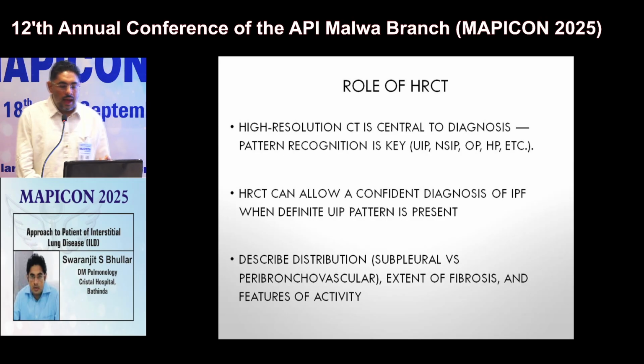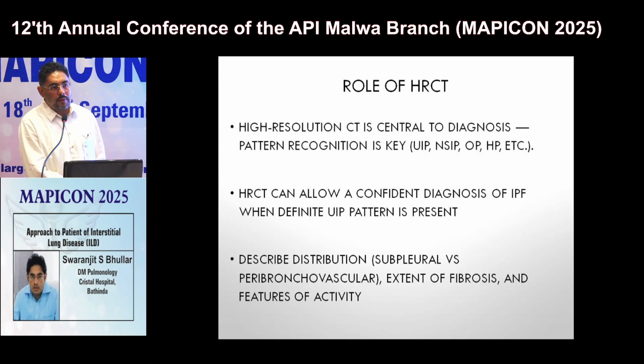So what are the high resolution tests which are pattern recognition? The pattern recognitions are UIP, NSIP, OP. We'll go into this. HRCT can allow a definitive diagnosis of IPF when definitive UIP is present in a particular history. It also describes the distribution, whether a disease is subpleural versus peribronchovascular, the extent of the disease, the extent of the fibrotic part of the disease, and features of activity.